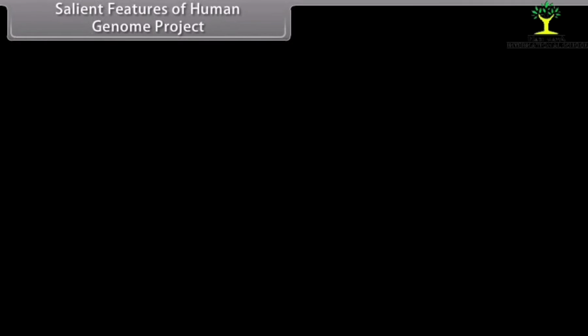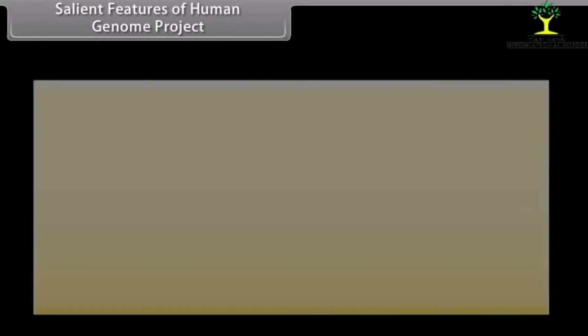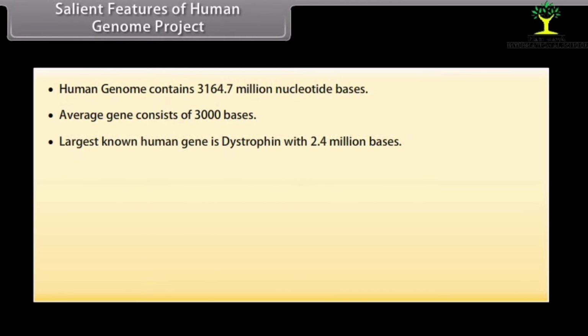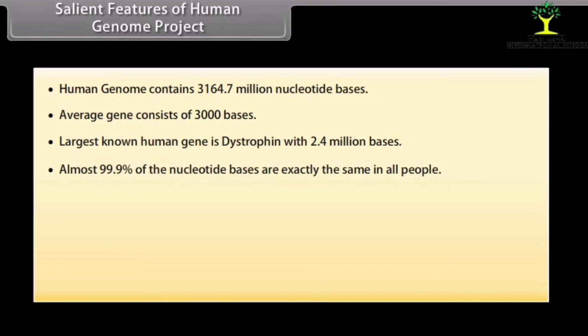Salient features of Human Genome Project. Human genome contains 3,164.7 million nucleotide bases. Every gene consists of 3,000 bases on average. Largest known human gene is dystrophin with 2.4 million bases. Almost 99.9% of the nucleotide bases are exactly the same in all people.